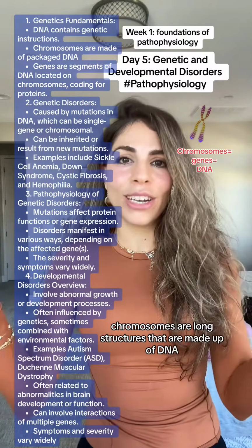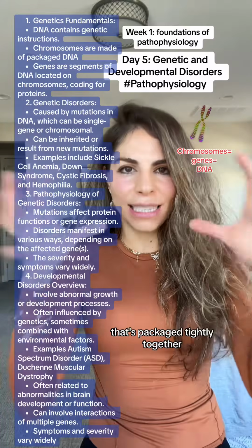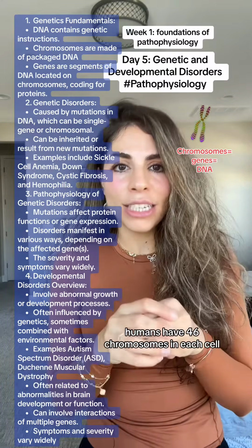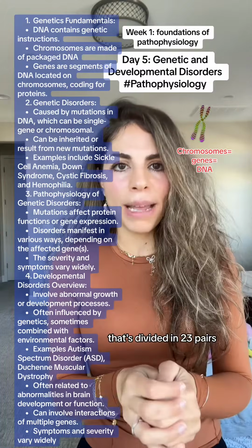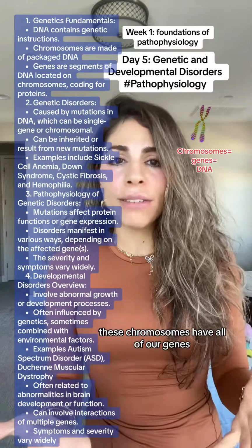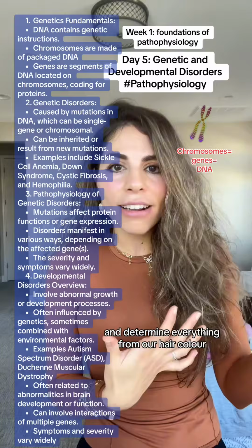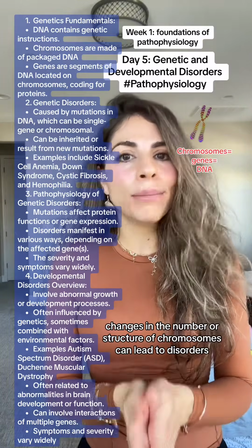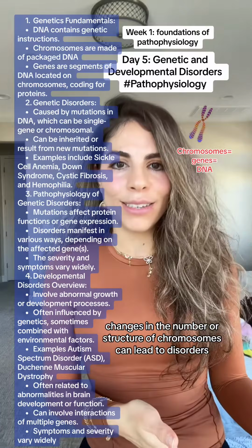Chromosomes are long structures that are made up of DNA that's packaged tightly together. Humans have 46 chromosomes in each cell, divided into 23 pairs. These chromosomes have all of our genes and determine everything from our hair color to our susceptibility to certain diseases. Changes in the number or structure of chromosomes can lead to disorders.